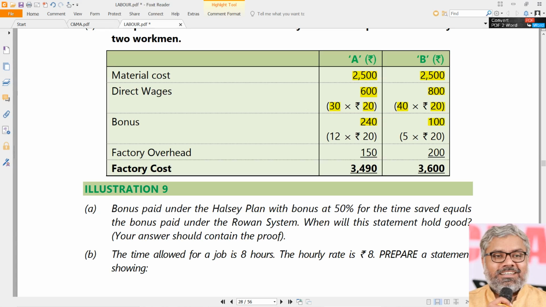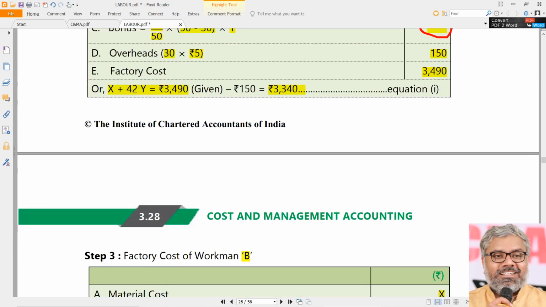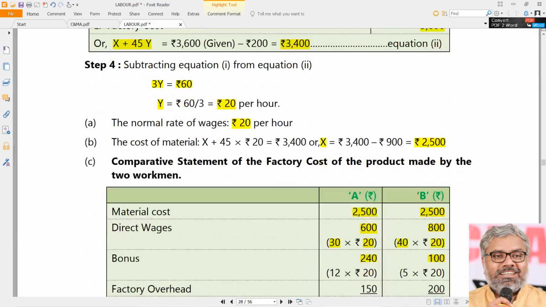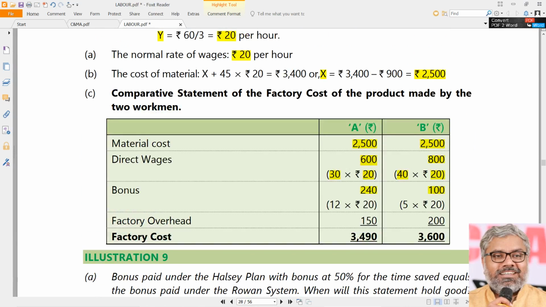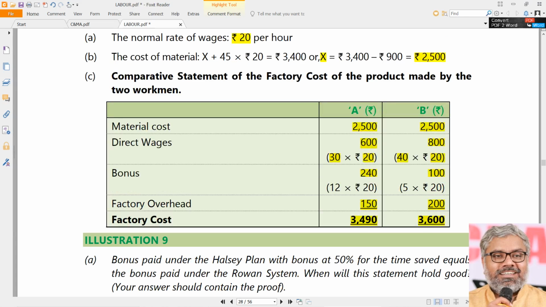Then you have factory overheads already calculated. For A it was 150 rupees, that is 30 hours into 5 rupees. For B it is 200 because 40 hours into 5 rupees. Overhead rate is the same. So 150, 200 we already know. Total is the same, that's what we found out. Already given, that is 3490 and 3600 factory cost. Now the only thing is we know the breakup of it in detail. That is the statement the question has asked us to prepare. So you need to prepare that statement.